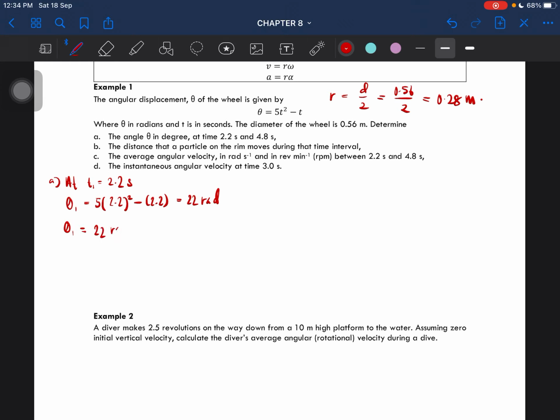We will times it with 180 degree divided by pi.